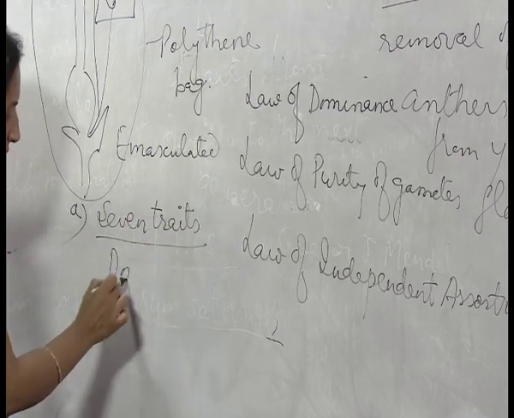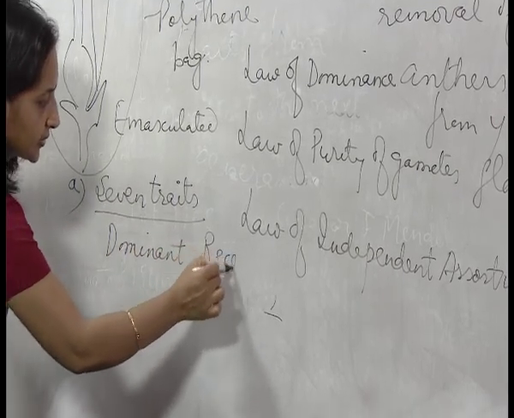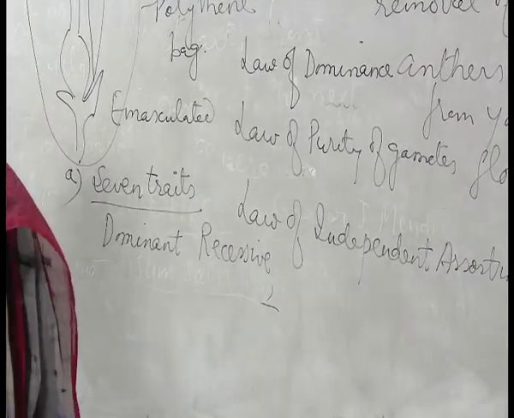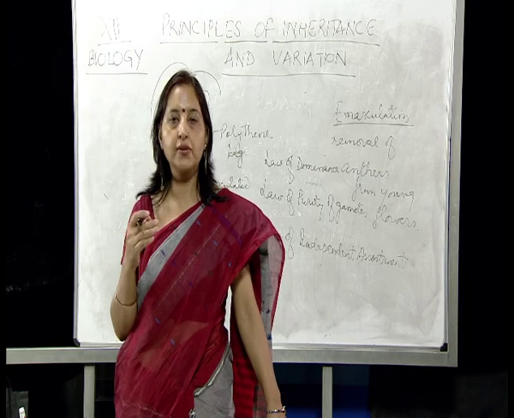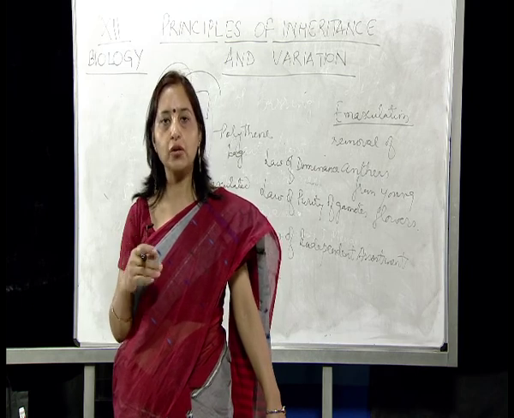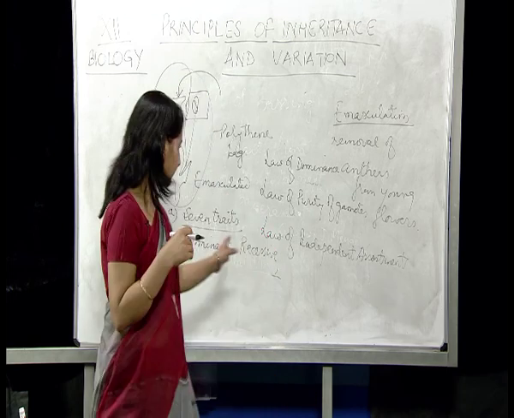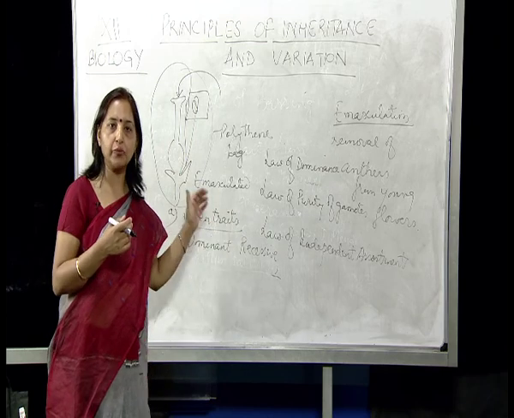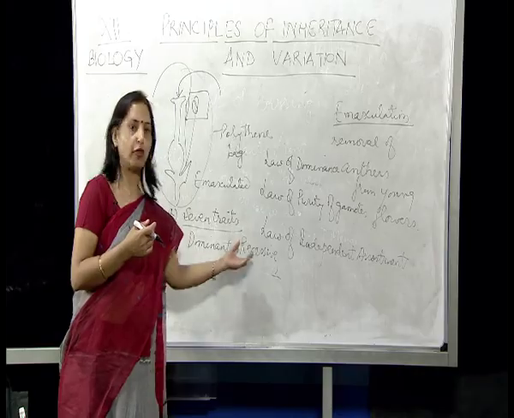One of the traits was dominant and the other one was recessive. Dominant means that trait or that character which appears in the first generation, and recessive is the trait which does not appear in first generation and it hides itself. So that is how during his experiments, he chose seven traits, and out of those seven traits, one of the forms was dominating and another form was recessive.